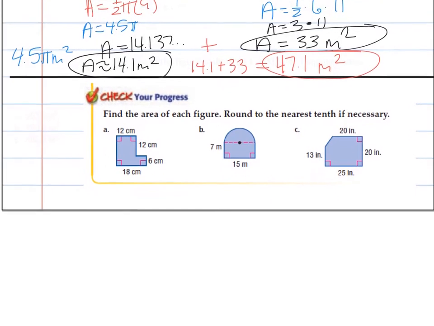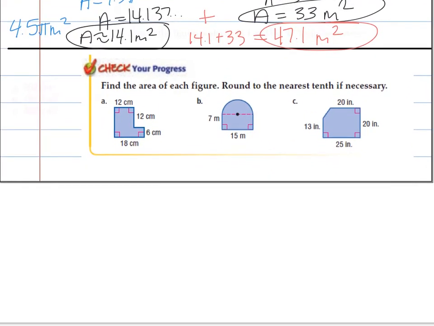Alright, find the area of each figure here. So you can try this one. I know people have a creative way of doing C. Sometimes people find the area of the rectangle and subtract that tiny little triangle, knowing that this side would be 5 and that side would be 7, but that's up to you.